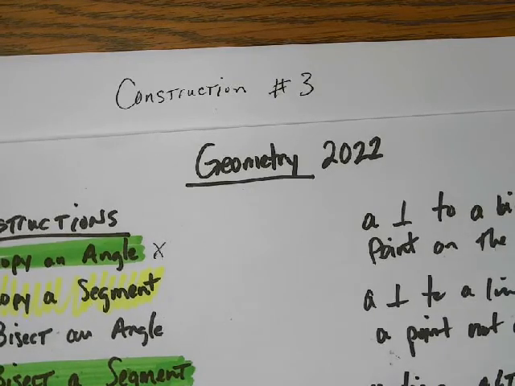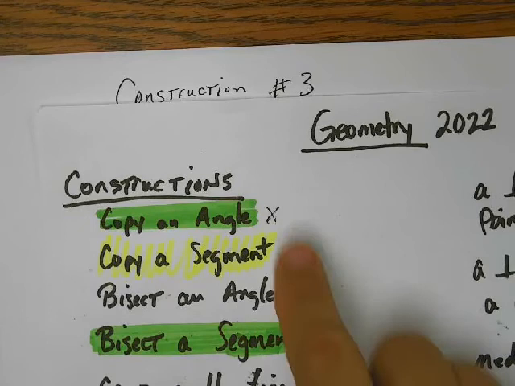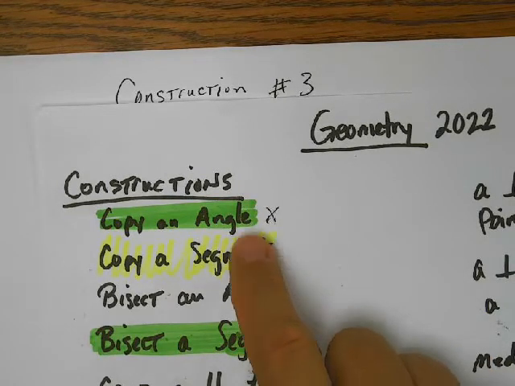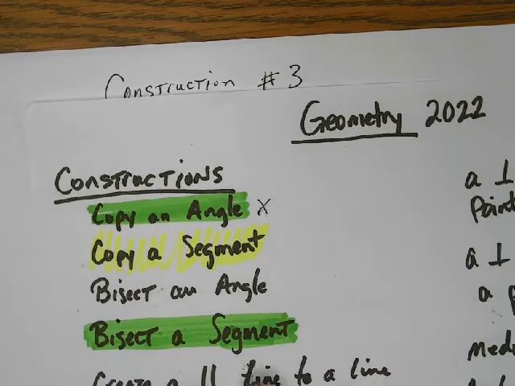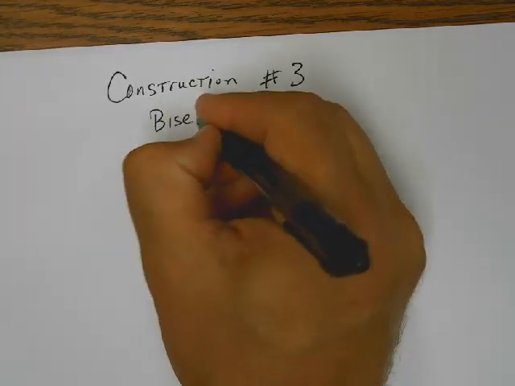Now, let's refer back to our list for our unit in geometry here at the start of class. We've already done copy a segment. That was the easiest one we've done so far, first one. We also did copy an angle. We did that yesterday. Today, as you can see from the highlighted, we are going to bisect a segment. So that's what we are doing today.